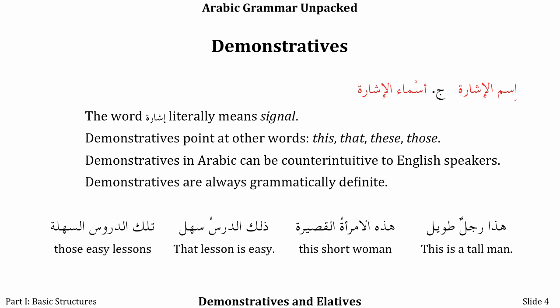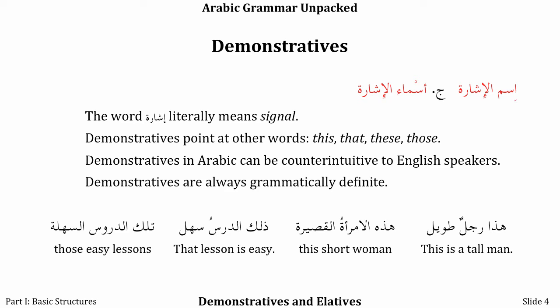Take a look at a few simple examples here. We have هذا رجل طويل. هذا is a demonstrative, so it's definite, but رجل and طويل are indefinite. So this is a sentence, and we'd say this is a tall man. But in the next example, all three words are definite. هذه because it's a demonstrative, and the other two words because they have alif lam. So this is a phrase, not a sentence.